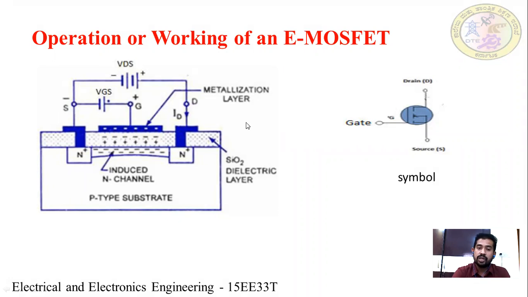Next we go for the operation or working of an E-MOSFET. In this figure you can see the voltage between the gate and the source terminal. This voltage is called VGS. VGS means the voltage between the gate and source terminal. And also you can see the voltage across the source and the drain terminal. VDS is the voltage across the drain and source terminal.